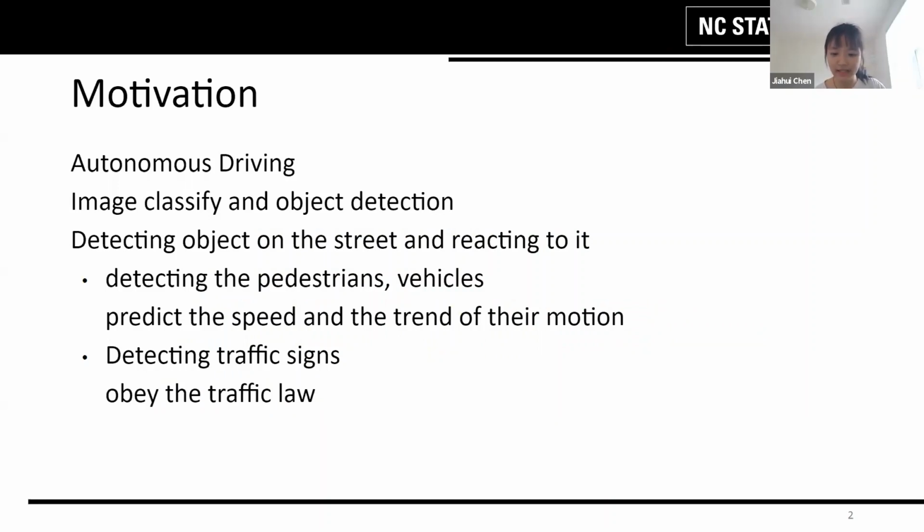It includes detecting objects on the street and reacting to them, like detecting pedestrians and vehicles, comparing their change in shape and location to predict the speed and the trend of their motion, or detecting traffic signs to help the driver obey the traffic law. Image classifying and object detection are widely used.